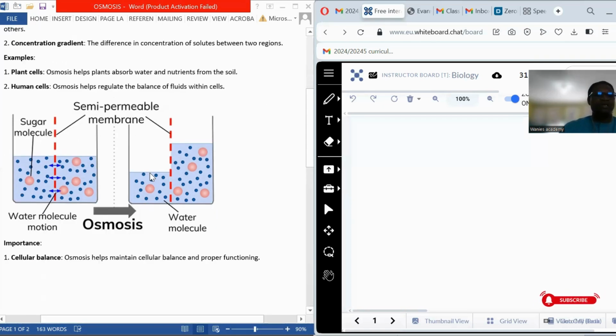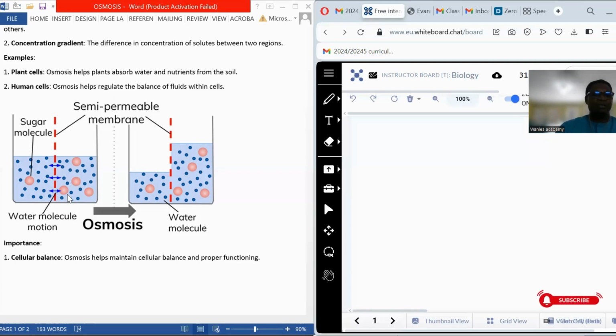Now, the diagram here shows a simple process of osmosis. We have two containers, one containing sugar. The sugar in this liquid has increased the concentration of the solution. Here we also have a selectively permeable membrane, which is a barrier. This barrier will allow some substances to pass through, while some substances will not pass through.